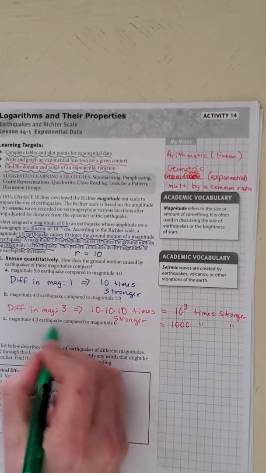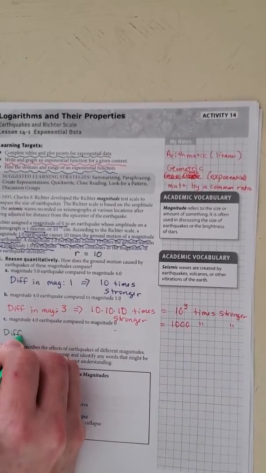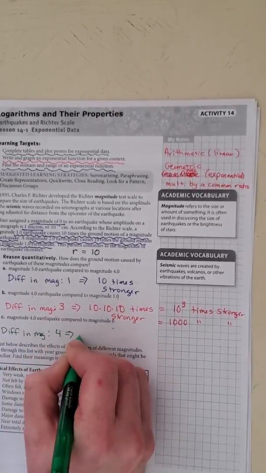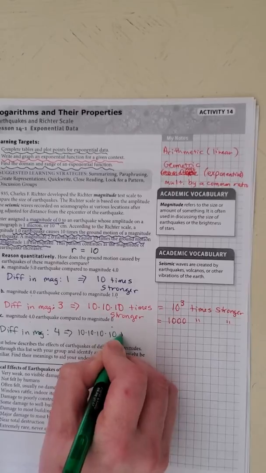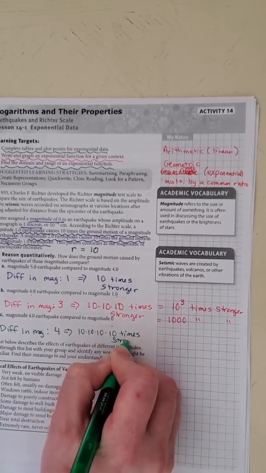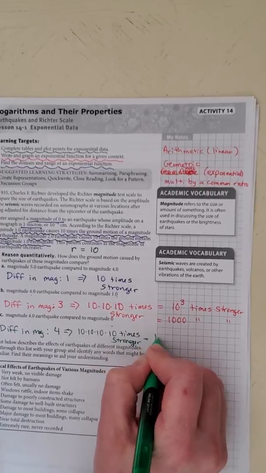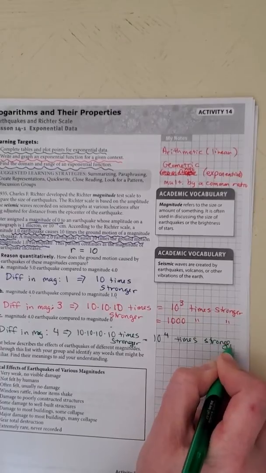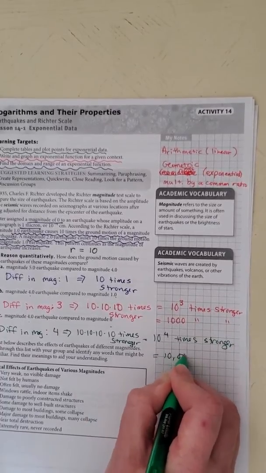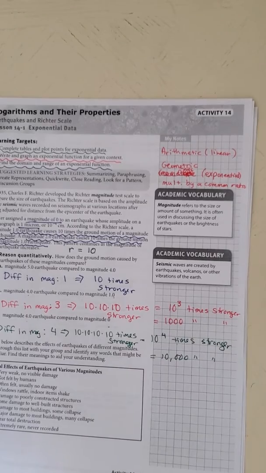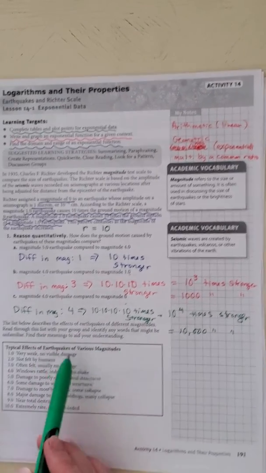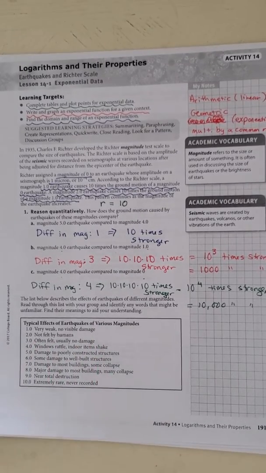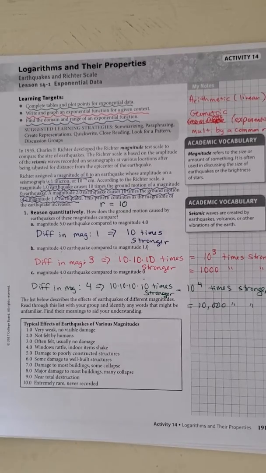And then a magnitude 4 versus a magnitude 0, the difference in magnitude is 4. So it will be 10 times 10 times 10 times 10 times stronger, which is 10 to the 4th times stronger, which is 10,000 times stronger. All right, please read the list below. It talks about the typical effects of earthquakes at varying magnitudes. If there's any vocab that you need to go over with your group, please do that. And then we're going to move on to the next page.